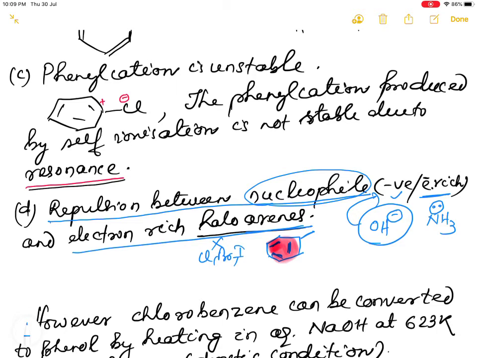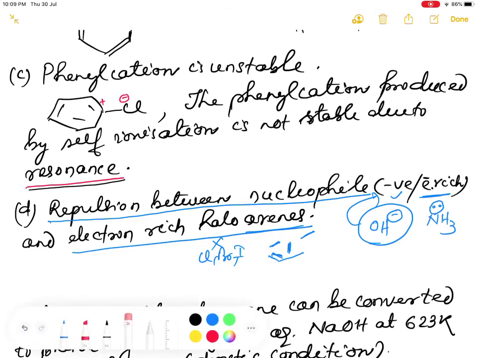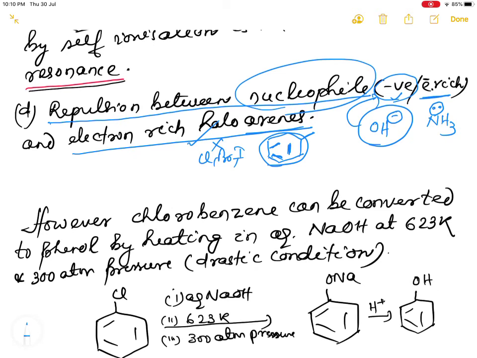So there is repulsion between nucleophile and haloarenes because of like charges. This is in haloarenes. Nucleophile OH minus, and between this electron rich ring there is repulsion.